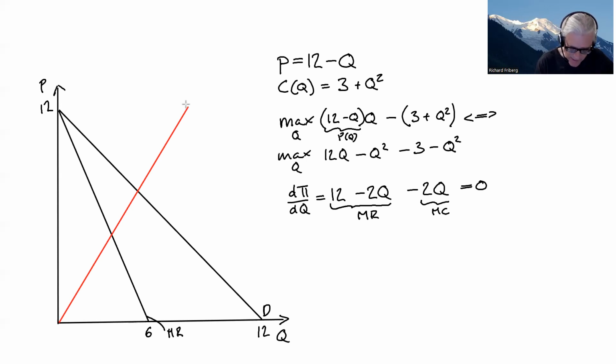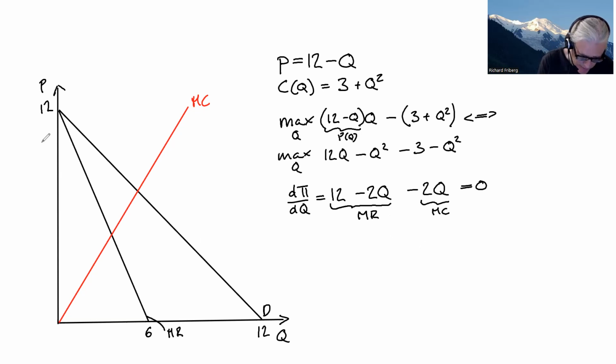Obviously, I'm doing this totally by hand, so don't take a ruler out, but the general picture should be clear. Okay, so what's the optimal quantity here? What's the profit maximizing quantity? Well, it's given by this.